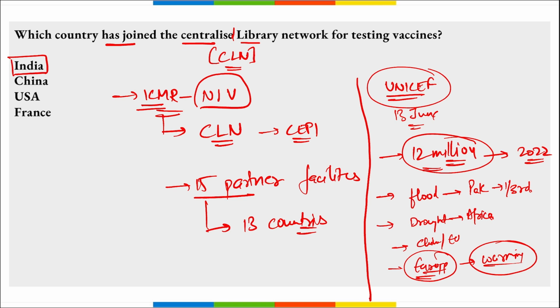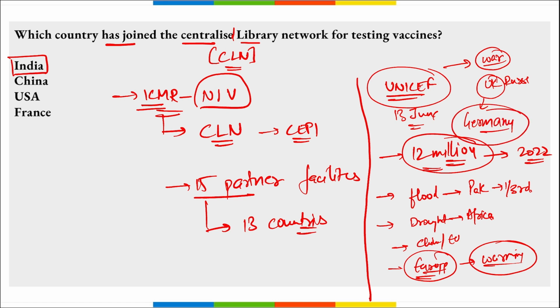One of the reasons that UNICEF gave was climate change only, but you should also understand there are multiple other factors, one of them being war, that is the Ukraine Russia war that is going on, because of which a large population of Ukraine has migrated, and the country that has taken the largest migration from Ukraine is Germany, right? You should also know this.